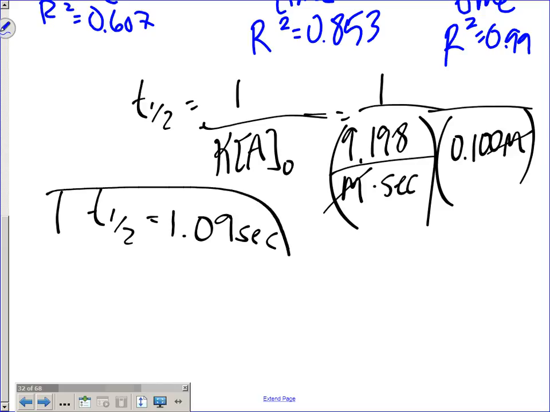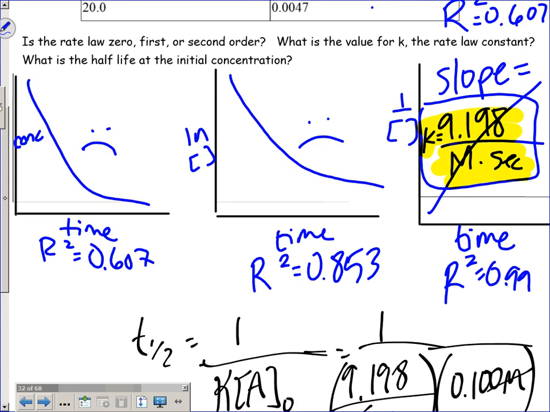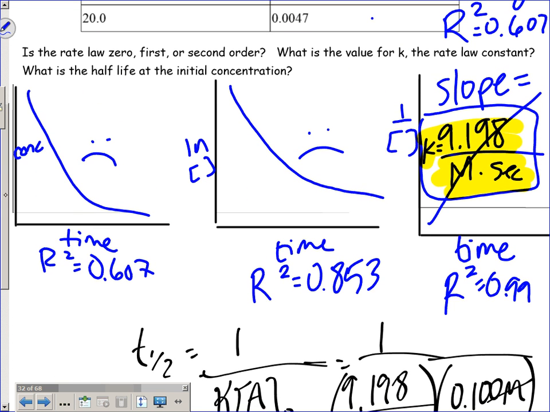Okay, so the half-life of this reaction is 1 second. That's what we just figured out. The half-life of this particular reaction for the first part is 1 second, basically. And then as for the rate law constant, the rate law constant is K. And we did it by looking at the slope of that particular relationship.